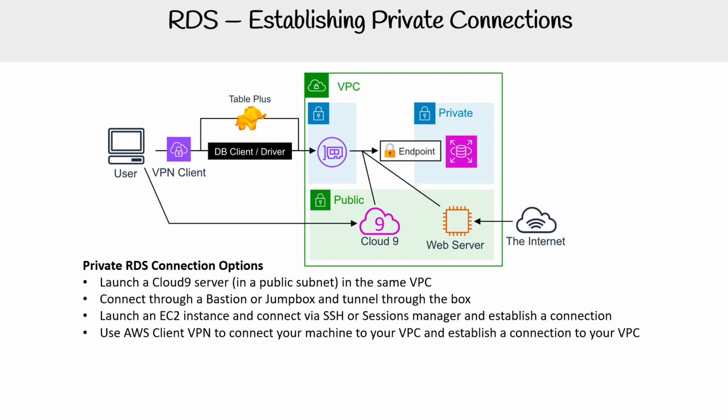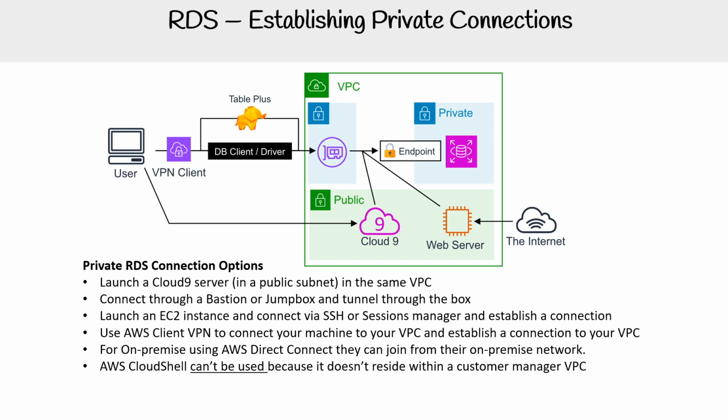You can use the AWS Client VPN to connect your machine to your VPC, and then you can just use Table Plus, like a database IDE, whatever tool you like, or the database client, or a database driver. For on-premise connections, you can utilize AWS Direct Connect because that's going to join your on-premise network to your VPC.